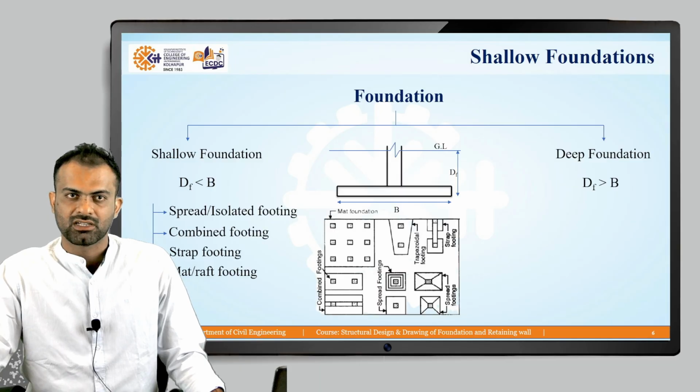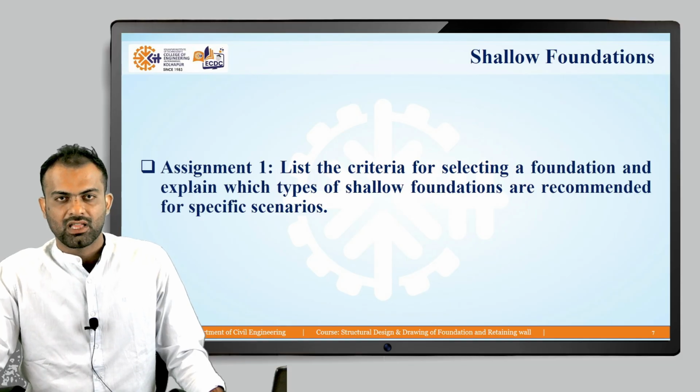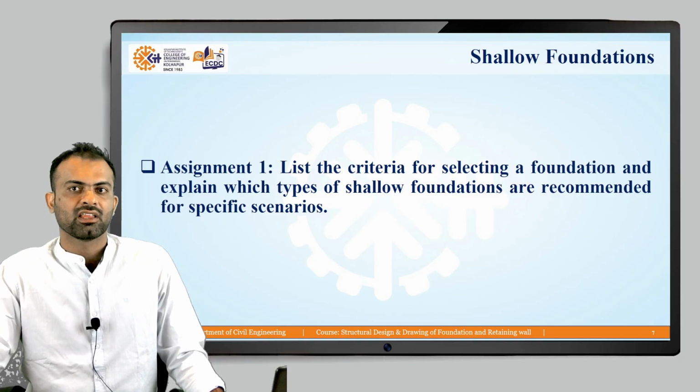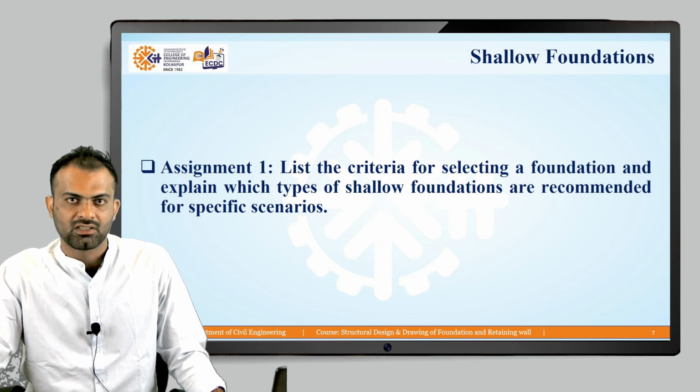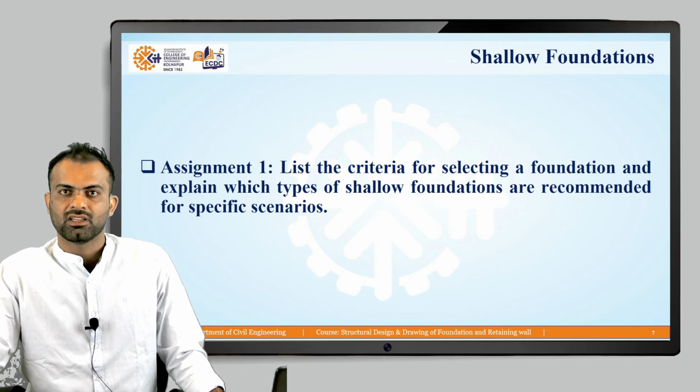the types of foundations. So I would like to give you an assignment on this topic, so that you can submit the assignment. The assignment is to list out the criteria for selecting a foundation and explain which type of shallow foundation is recommended for specific scenarios. So do submit the assignment within a week after this class. The IS code design criteria for the design of foundation we are going to discuss in the next class. Thank you.